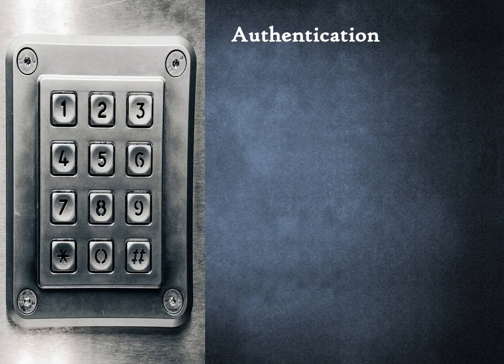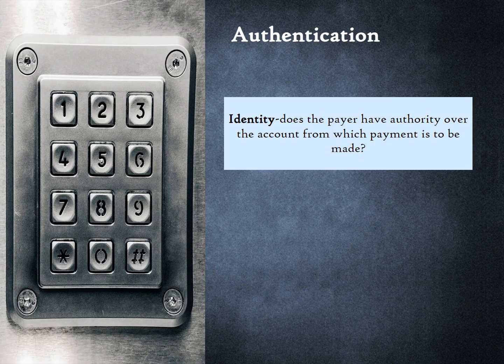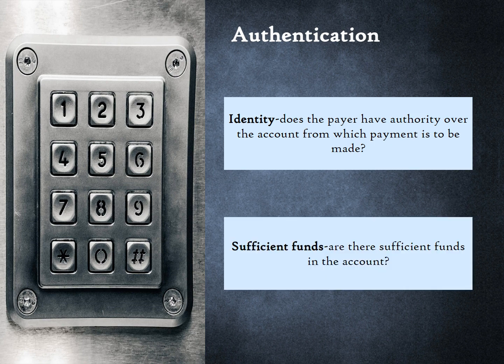In the authentication step, 2 elements are verified. First, the identity of the payer. Second, whether the payer has sufficient funds. Let us dig deeper into each. Banks provide mechanisms by which payment initiators can prove their authority over the account from which value will be transferred. These mechanisms are of 3 types.